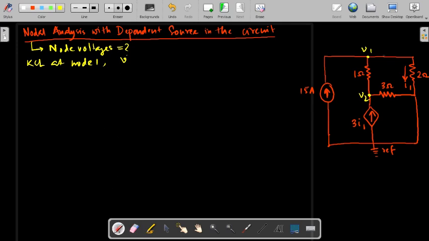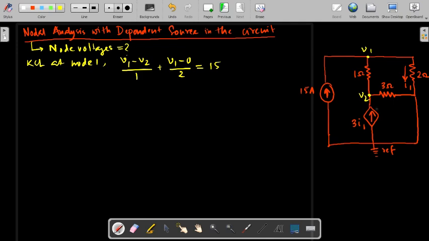So at this node if I apply KCL, then the current through the 1 ohm is (V1 minus V2) divided by 1. The current through this 2 ohm will be (V1 minus 0) divided by 2, and the current from this current source. These are the three branches connected. So that is 15 ampere. So this is one equation.